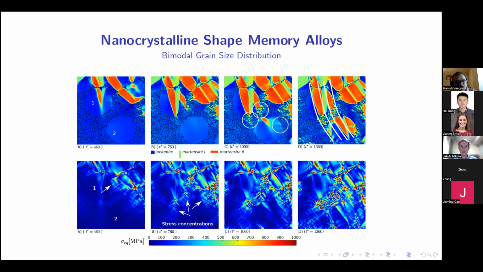I didn't mention how we actually generated these polycrystals or nanocrystals here. What you can see here, these are actually Voronoi tessellation grains.